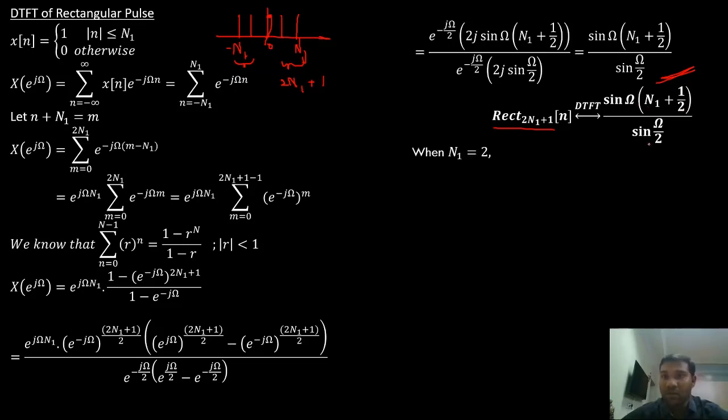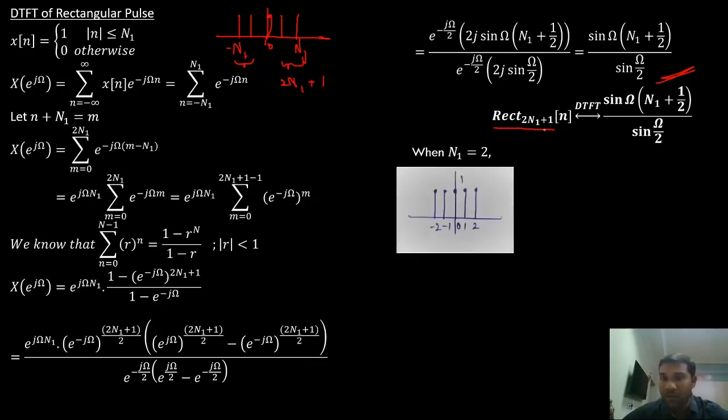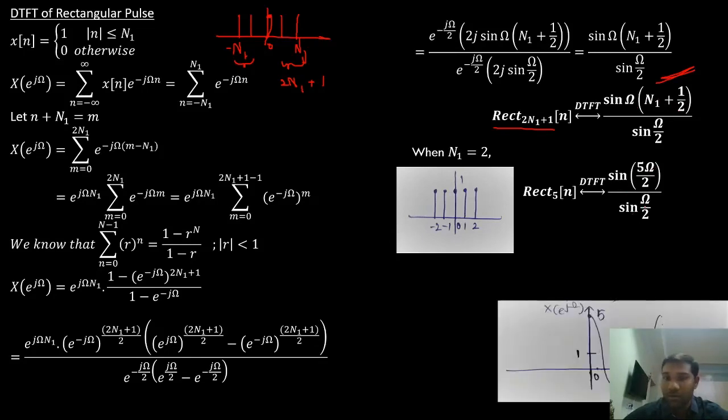What happens when n1 equals 2? There are 5 impulses, 2 into 2 plus 1, so 5 impulses. So this is how my function looks, and the DTFT is going to be sine of 2 plus a half, which is 5 by 2, so sine 5 by 2 omega divided by sine omega by 2.